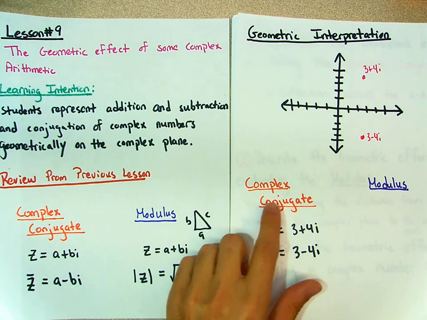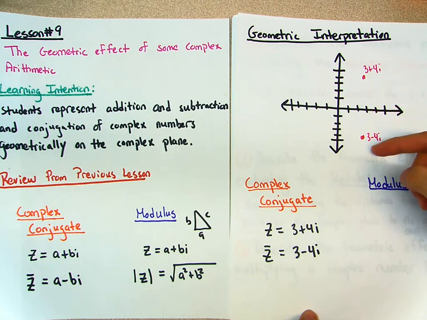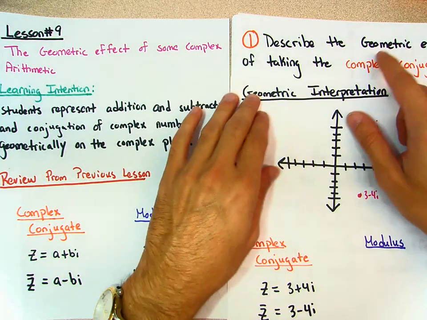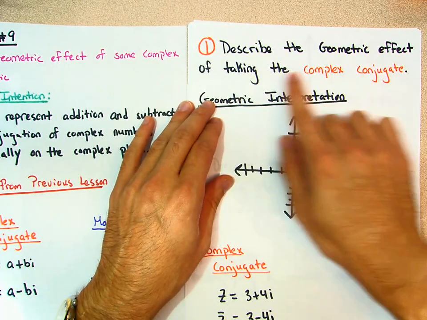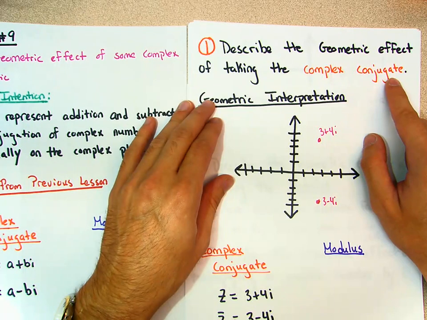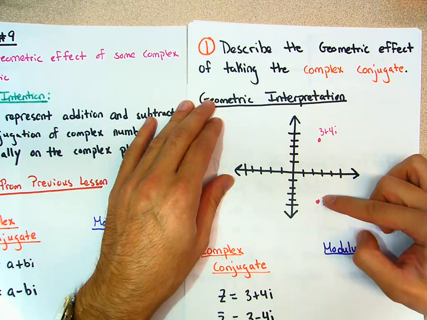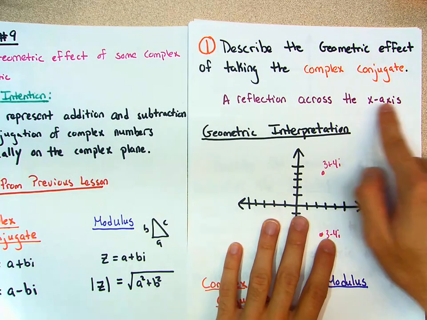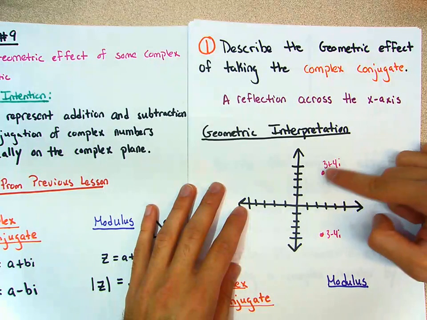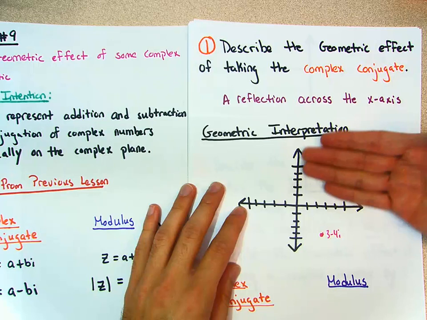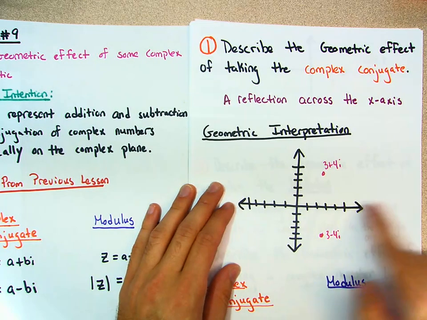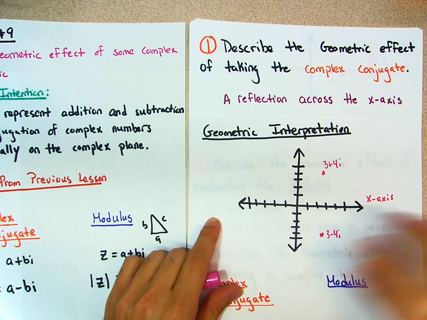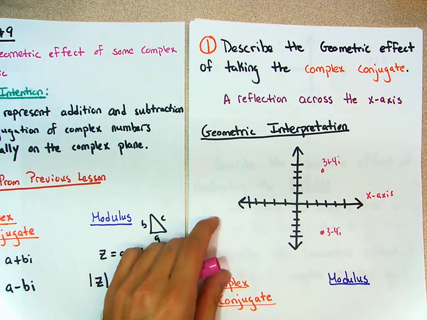And here, what is the geometric interpretation of it? Pause the video and try to answer this first question. Describe the geometric effect of taking the complex conjugate, okay? What's happening geometrically here? And if you want to see the solution, here it is. It's a reflection across the x-axis. So if I have some point here, it's just reflecting over this x-axis, right? Or if I have a point here, it's being reflected over here, right?